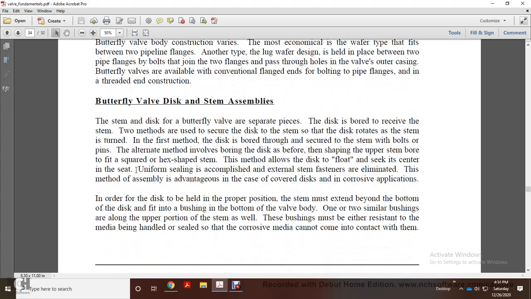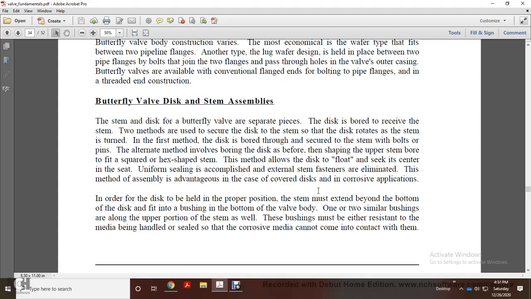Butterfly valve disc and stem assembly. The stem and the disc of a butterfly valve are separate pieces. The disc is bored to receive the stem, and there are two methods of securing the disc to the stem so that the disc rotates with the stem. In the first method, the disc is bored and secured to the stem with bolts and pins. In the alternate method, the disc is bored and the upper stem bore is shaped to fit a squared or hex-shaped stem. This method allows the disc to float at the center of the seat for uniform sealing, and external stem fasteners are eliminated. This assembly is an advantage in the case of a covered disc in corrosive applications.